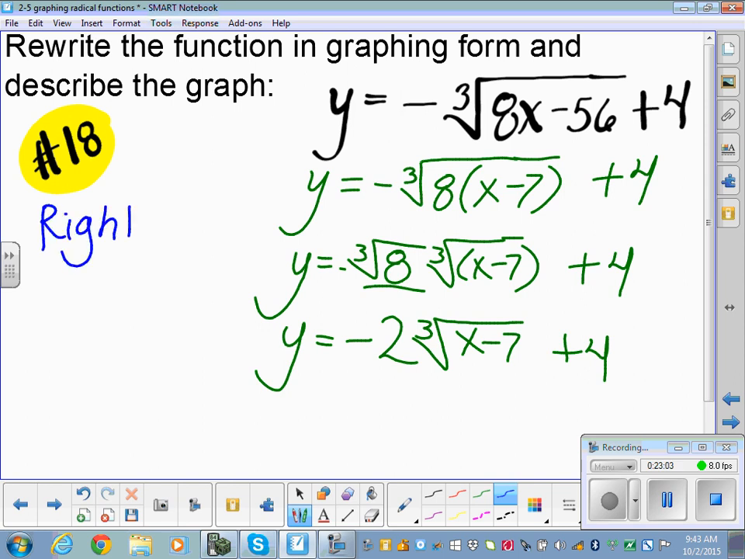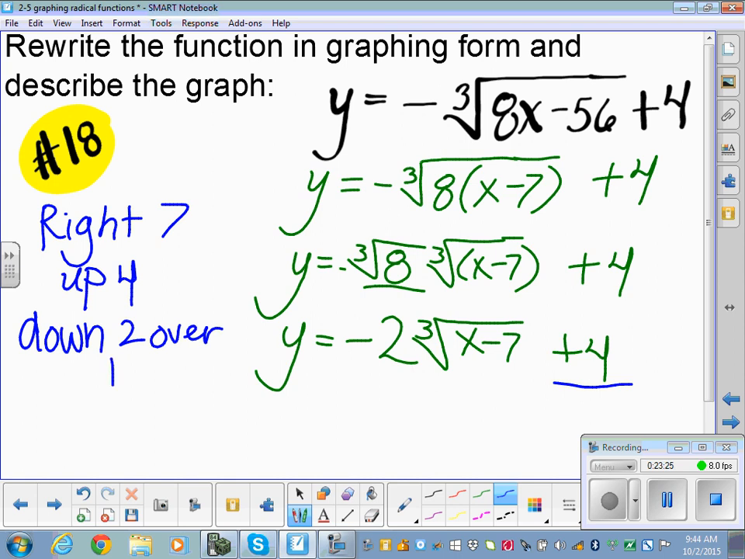Now in words, where's my shift, left or right? Right 7. Then what? Up 4. There's a 4 added on the outside. Okay, then up 4. Does it make sense of why now? Yeah. Okay, and then we would go down 2 over 1, 3, 5, and it's a cube root, so we go both ways, right? That looks like a snake, right? Garrett, you promise you understand why when we add a 4 on the outside, that shifts it up 4? Yeah, I got it. Okay, awesome.